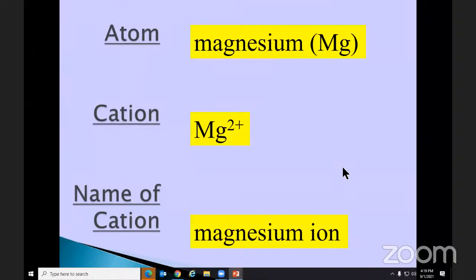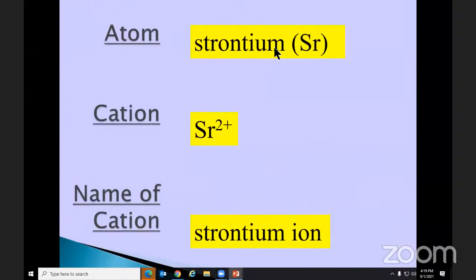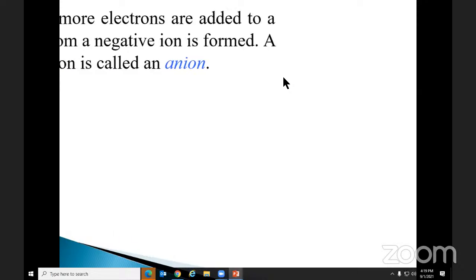So basically, whatever the name of the atom that is forming the positive ion, the name of the ion will be the same thing. So we have strontium here, it forms a strontium ion, all right? So that's basically how we name these cations, all right?